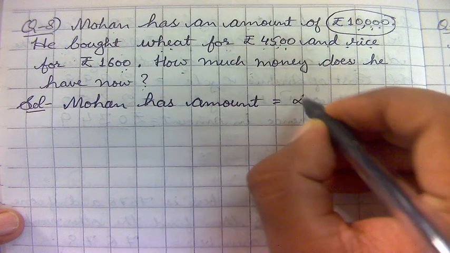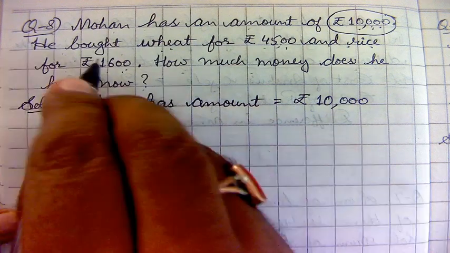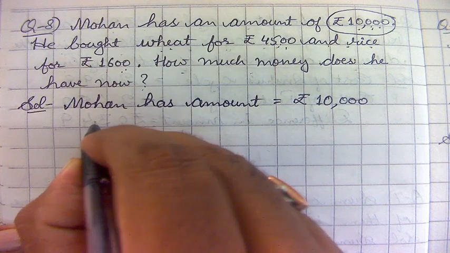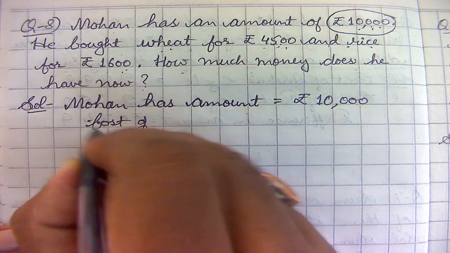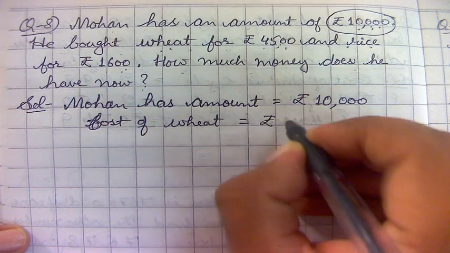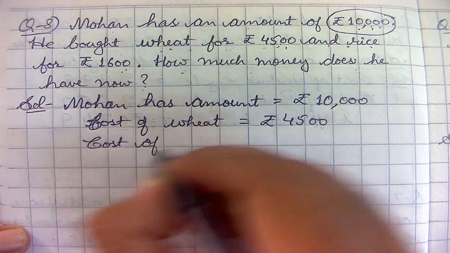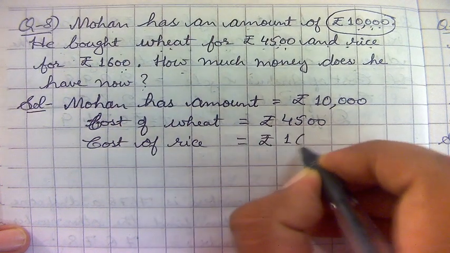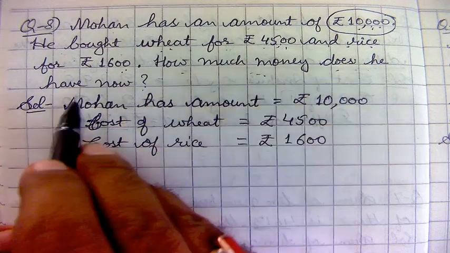Now how much amount is Mohan having? Mohan is having rupees 10,000. Now he bought wheat for rupees 4,500. So what is the cost of wheat? It is 4,500, and he bought rice. So what is the cost of rice? It is rupees 1,600. Now you have to tell how much money does he have now.